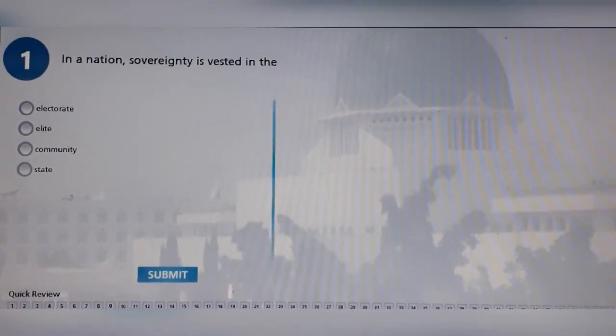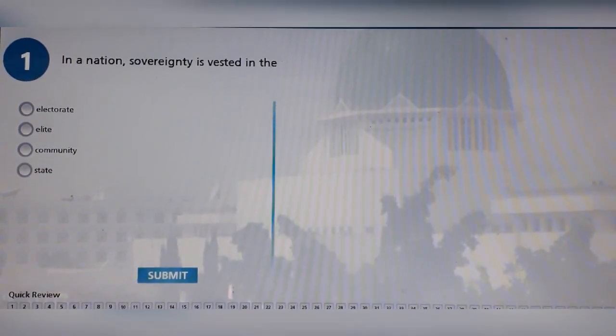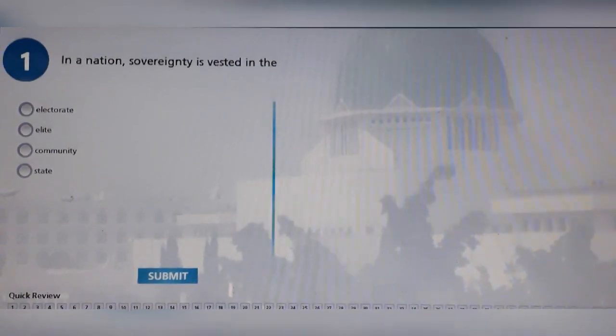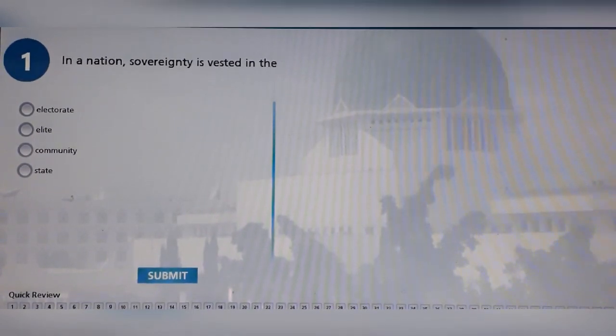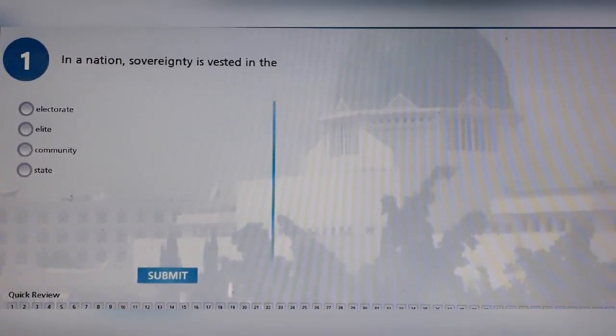Today we are going to be looking at a series of questions involving governments. For those of you planning to write JAMB, let's look at the questions. Number 1 says, in a nation, sovereignty is vested in the A, electorate, B, elites, C, community, and D, state.